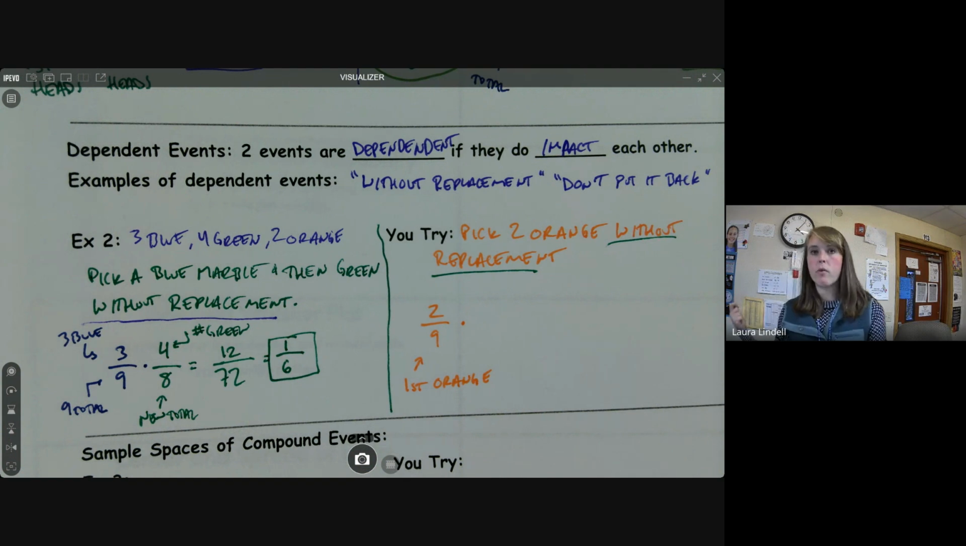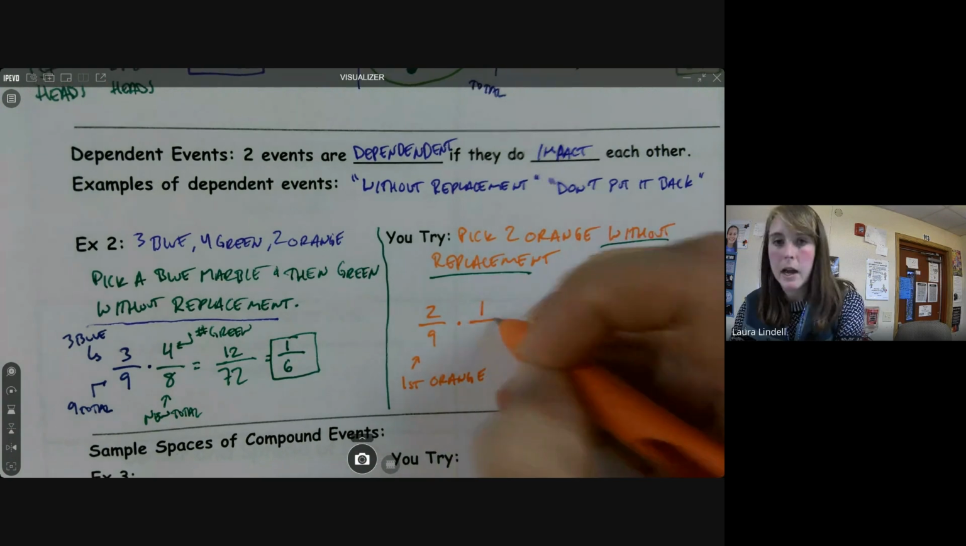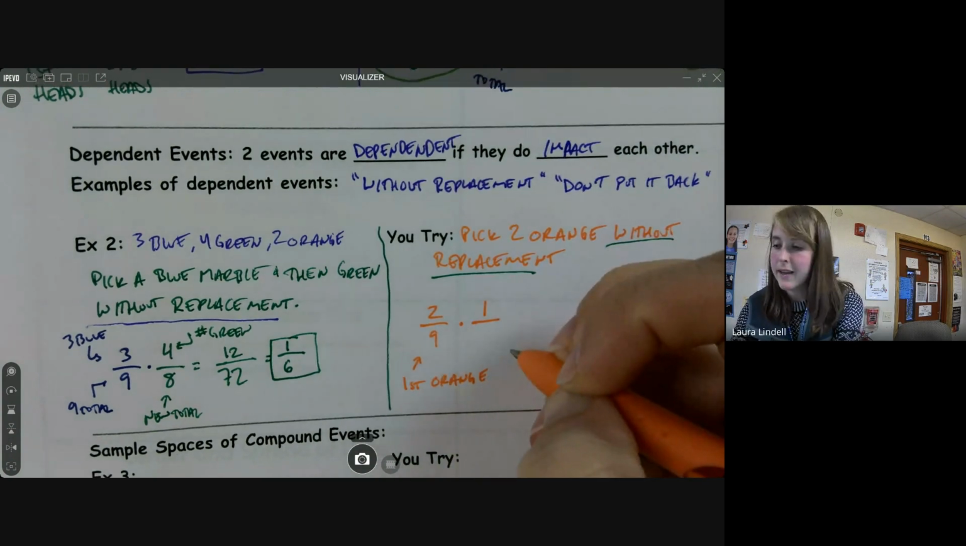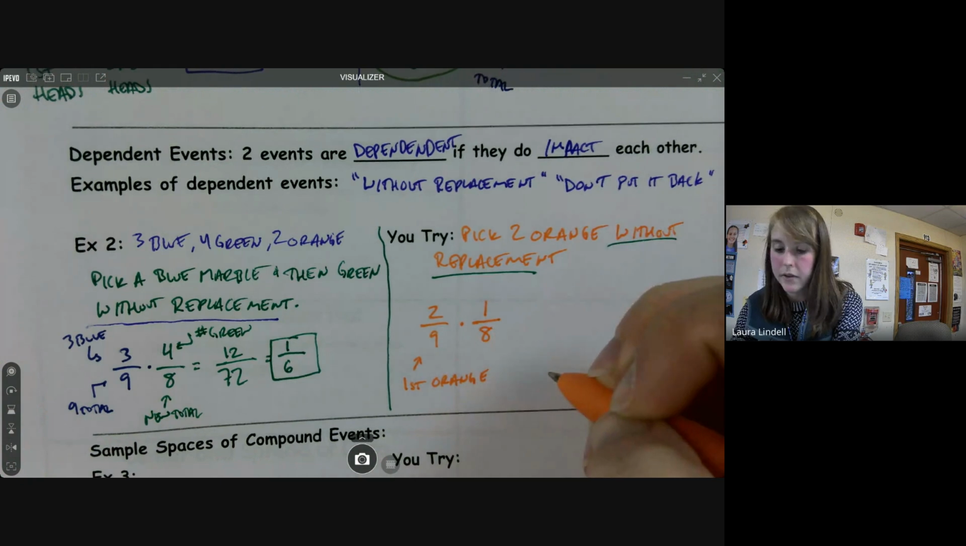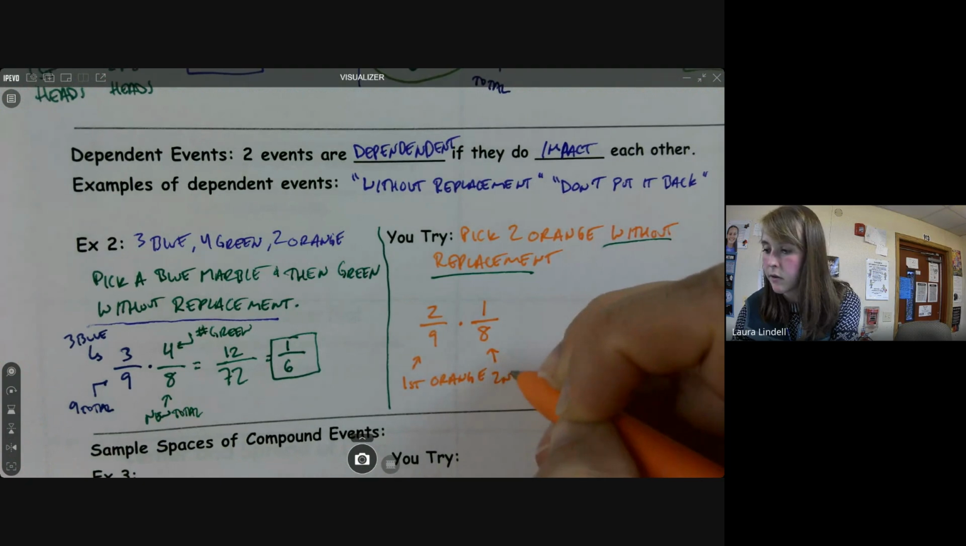Once I've picked one orange marble out, this affects both the top number and the bottom number. How many orange marbles are left? Just 1. So if I've picked one out, there's 1 left. How many marbles are total left in the bag? 8. So this is the probability of the second orange marble.